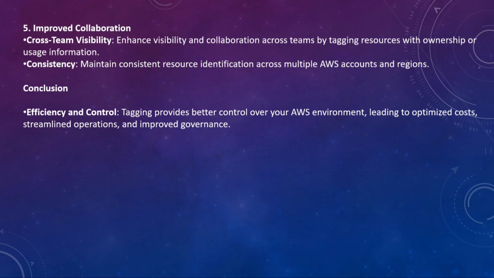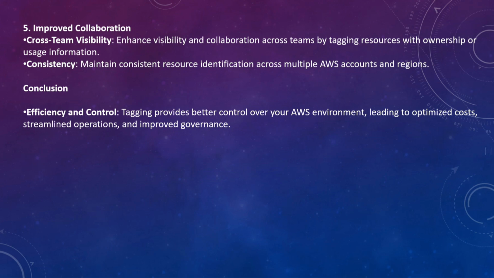Okay. The fifth one is improved collaboration. Cross-team visibility: enhance visibility and collaboration across teams by tagging resources with ownership or usage information. Consistency: maintain consistent resource identification across multiple AWS accounts and regions. So in one word, we can say as a conclusion: efficiency and control. Tagging provides better control over your AWS environment, leading to optimized cost, streamlined operations, and improved governance.